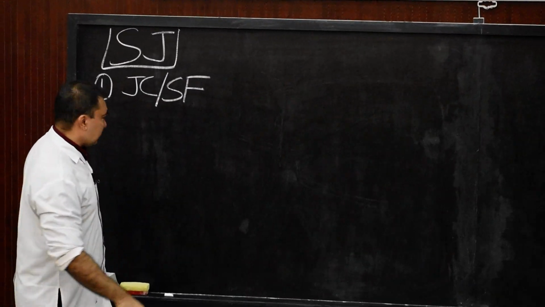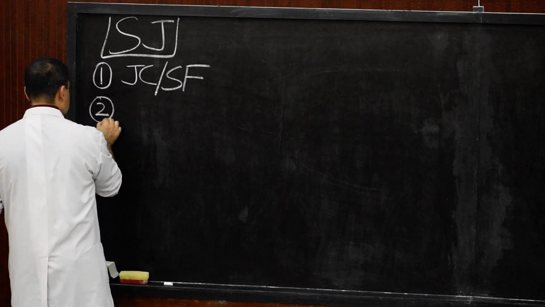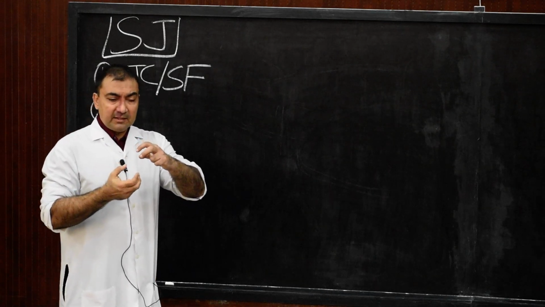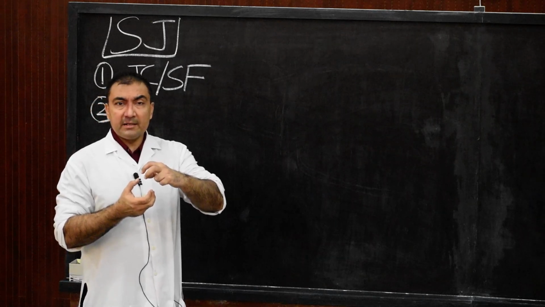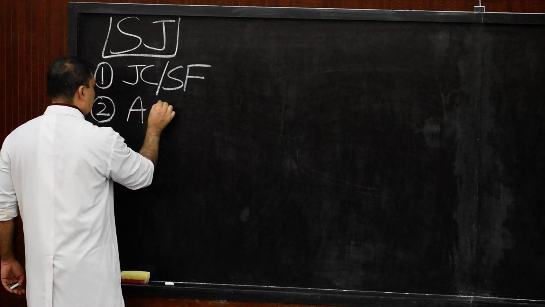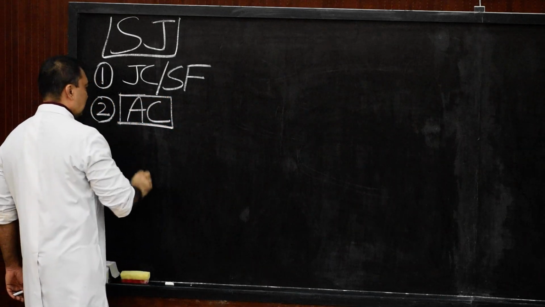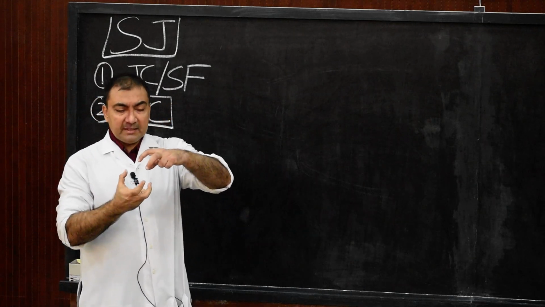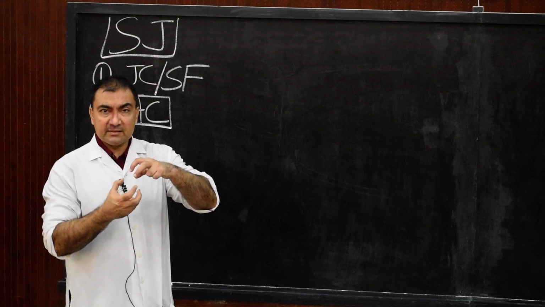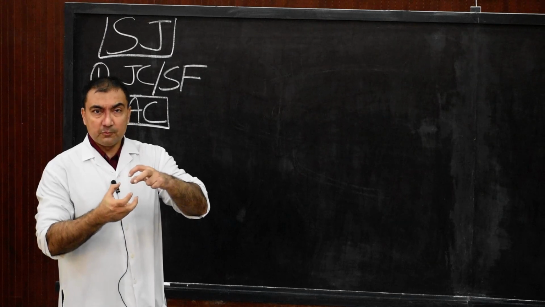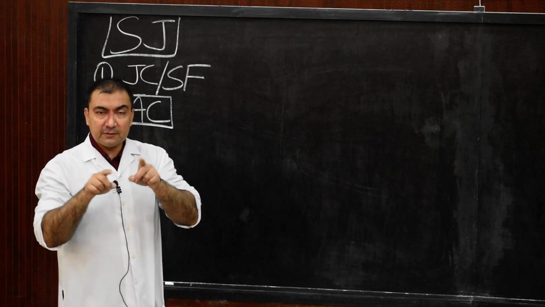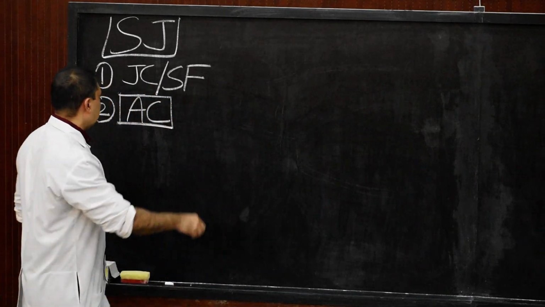The second important feature of synovial joints is that the articular margins, the articular surfaces, are covered by articular cartilage. So there will be a covering of articular cartilage on the articulating surfaces, that is, the two ends of the bones which come in approximation and form the synovial joint. Their articular surfaces are covered by articular cartilage.